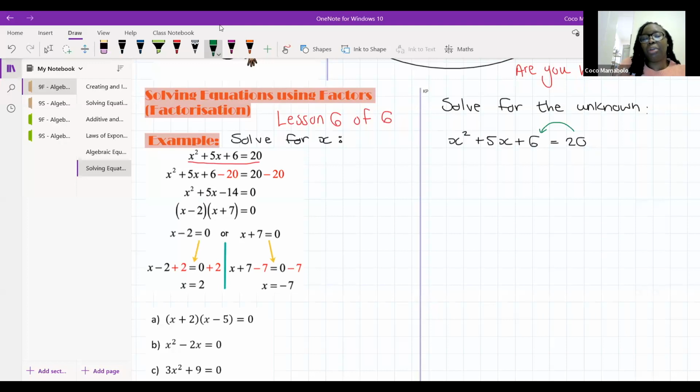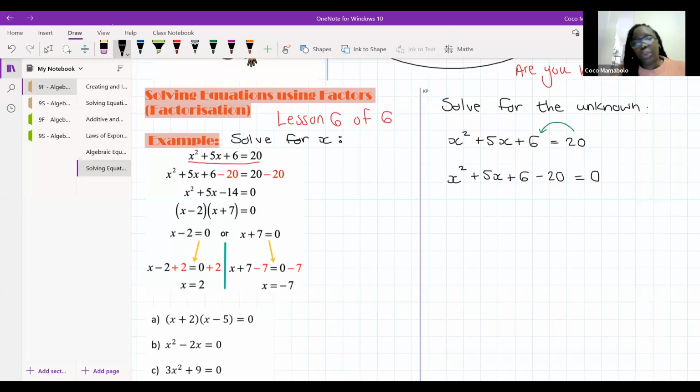But can anybody remind me, if I take 20 over to the other side of the equal sign, what's going to happen to it? If it's positive 20 on this side, what happens on the other side? You can either type it in the chat or raise your hand. Good. It becomes negative 20. Excellent. So we're going to get x squared plus 5x plus 6 minus 20 is now equal to 0, because we've got nothing left on that side.